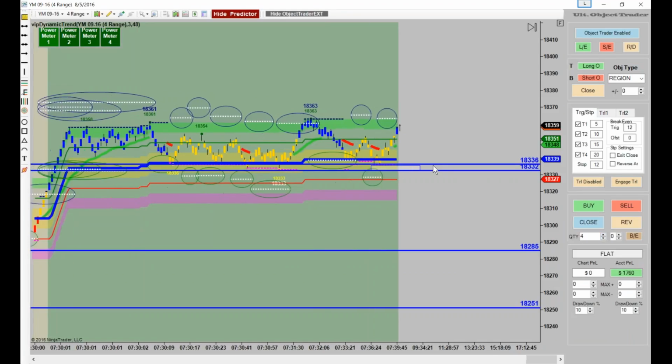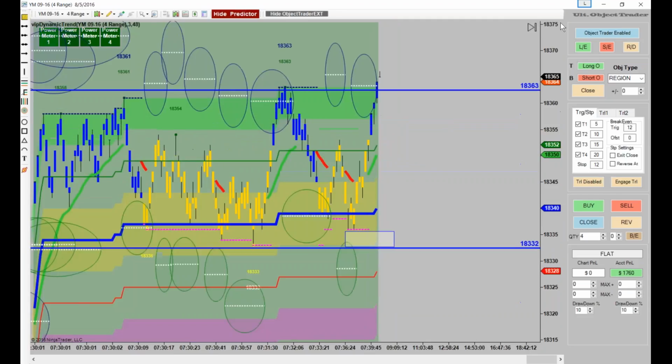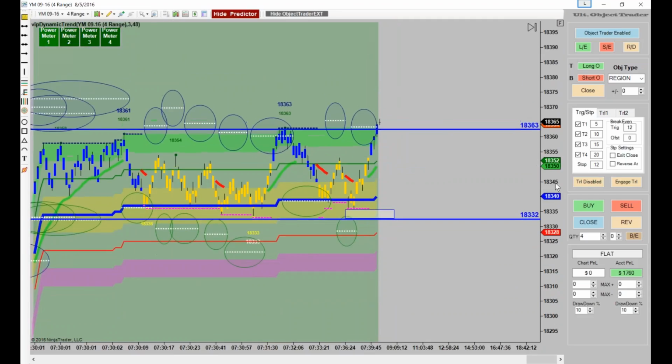It's got to consolidate first. If it takes out 63, I don't care. I want it to consolidate a little bit first, and then we'll buy it. There's taking out 63. Let's see if we can get a consolidation patch.